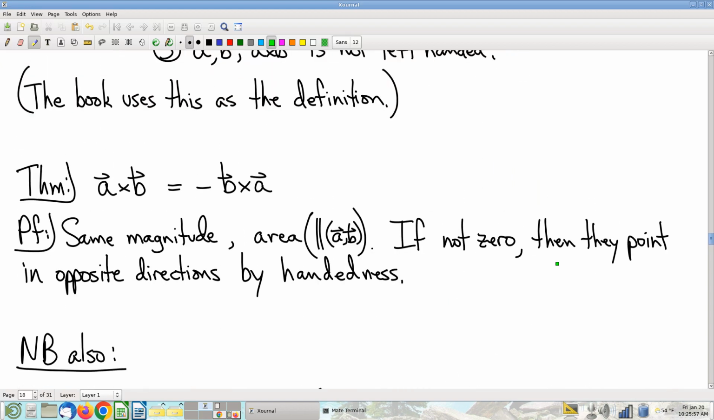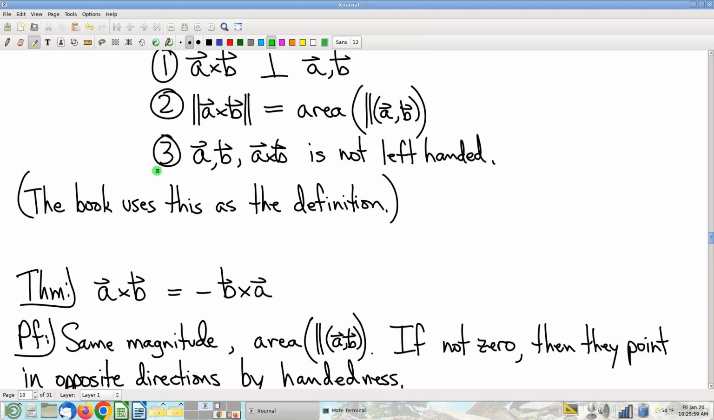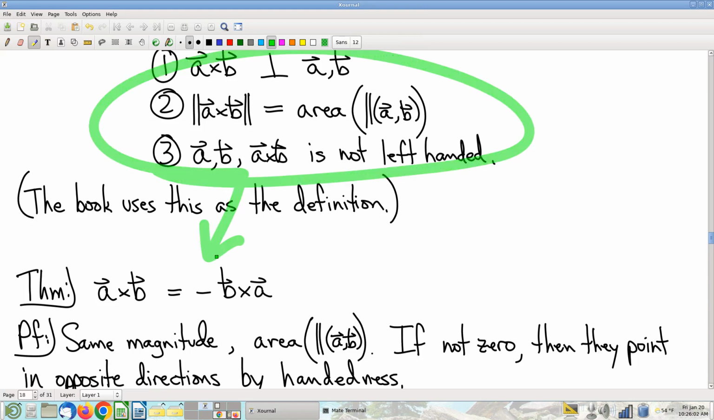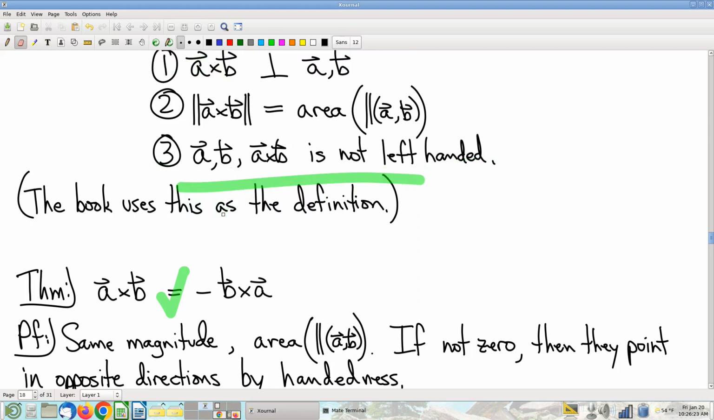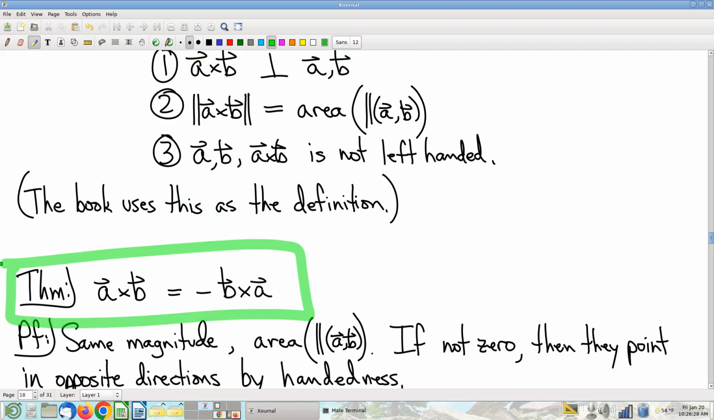Another little fact that, by the way, follows from these. If you take these three facts, you can derive this one, that if you switch the two vectors in a cross product, you don't get the same thing. In fact, you get exactly the negative of the same thing. So, kind of a neat fact, and it immediately follows from this. We don't have time for these proofs, so this is another exercise to think through for yourself. But one of the big takeaways of this theorem is simply that cross product is not commutative.